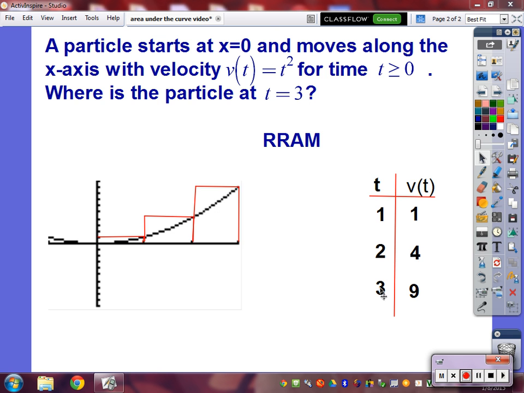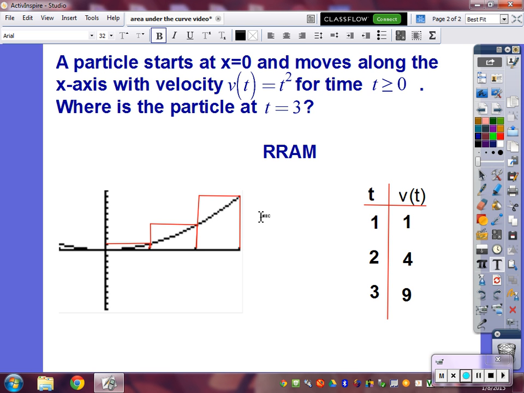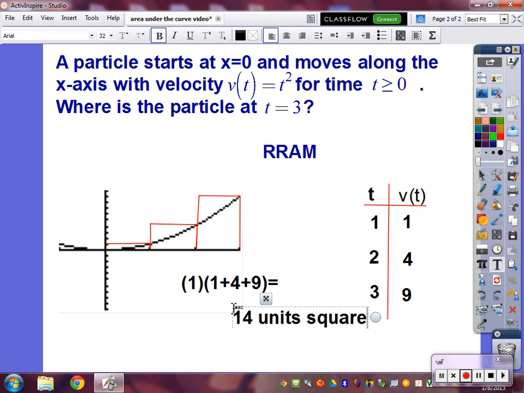rectangles. And the width of each rectangle is 1 unit, so my area will be 1, which is the width of each rectangle, times the heights, which are 1, 4, and 9 added together. So 1 plus 4 plus 9 is, that would be 5 plus 9, which is 14, times 1 is still 14. So the area under the curve approximately is 14 units squared.